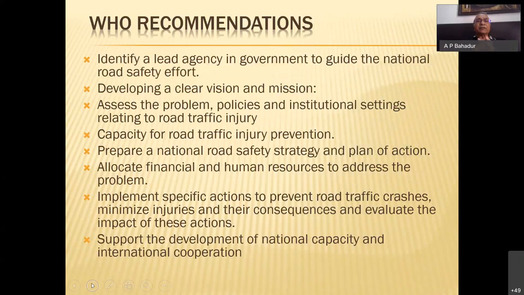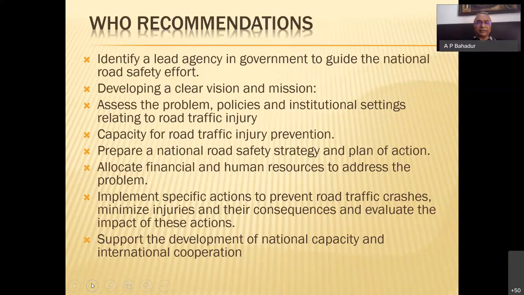What are the recommendations of institutions like the World Health Organization? Again, somewhat similar to what they said. Identify a lead agency, develop a clear vision and mission, assess the problem and policies, then build capacity for road traffic injury prevention by way of capacity building, and prepare a strategy. We are yet to have a proper strategy and action plan for road safety. Allocate financial and human resources.